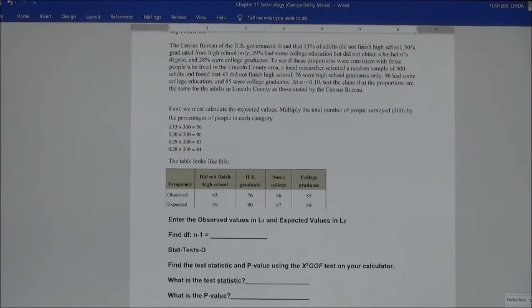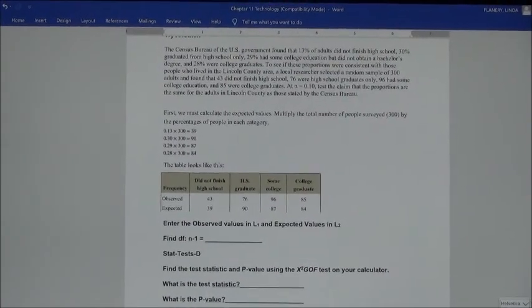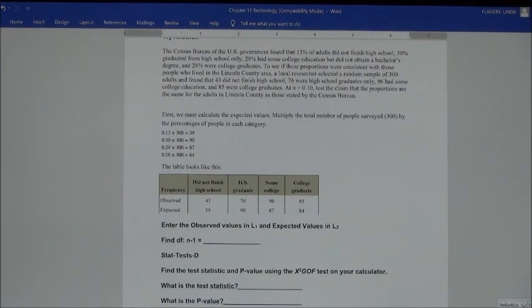Now on Alex, they have the observed values in the table, which in this case are 43 did not finish high school, 76 were high school graduates, 96 had some college education, and 85 were college graduates. But on the expected value, they only have some of the expected values in there. So you actually have to do some calculations to do the expected value.